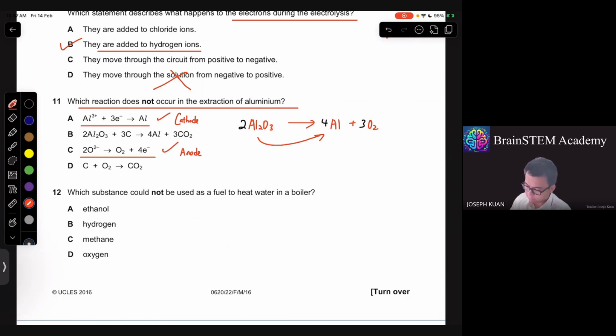Meanwhile, because we're using graphite electrodes, at the anode the oxygen gas that is produced reacts with the graphite anode, which happens. So the answer is B for boy. We are not doing reduction of aluminium oxide using carbon, but instead we are actually trying to break it down using electrolysis. Furthermore, carbon is less reactive than aluminium, which means this reaction is actually not possible.